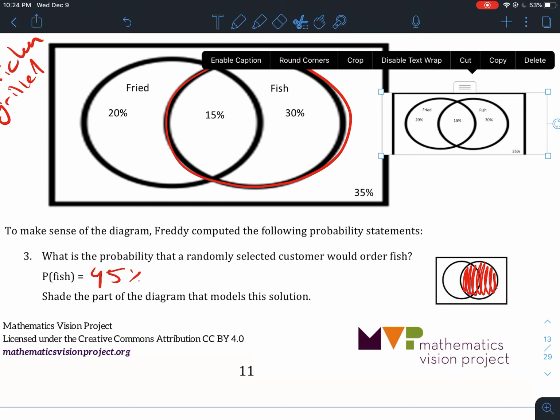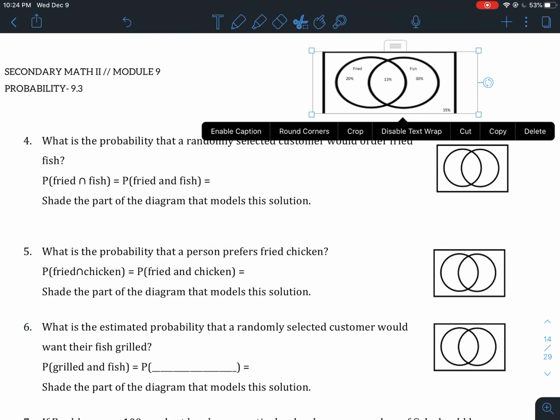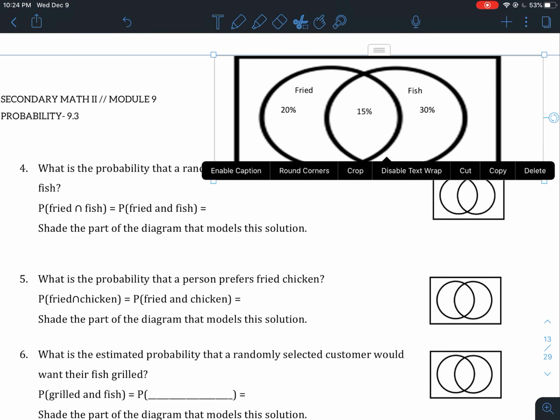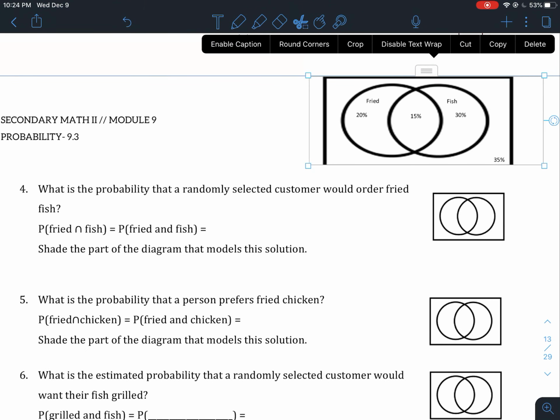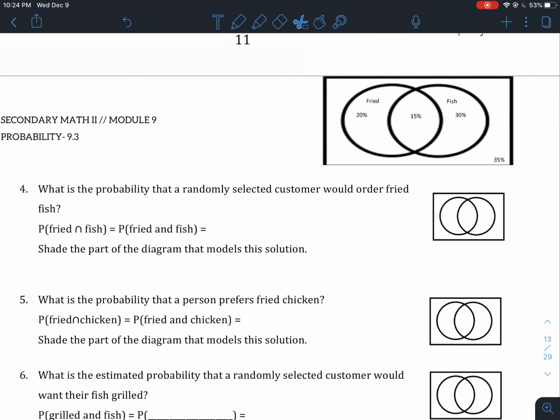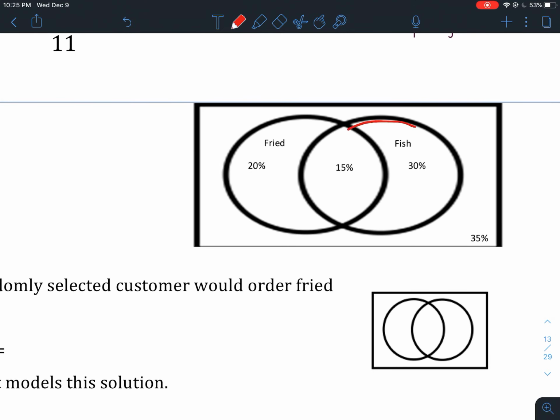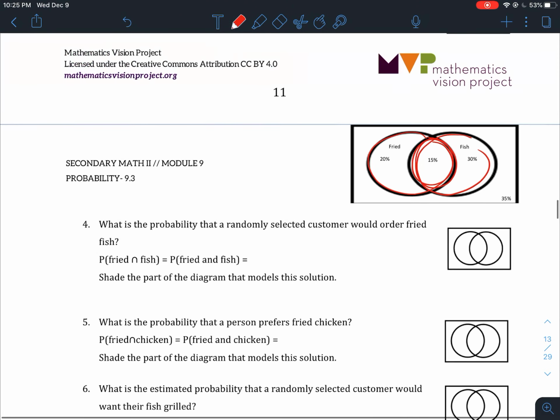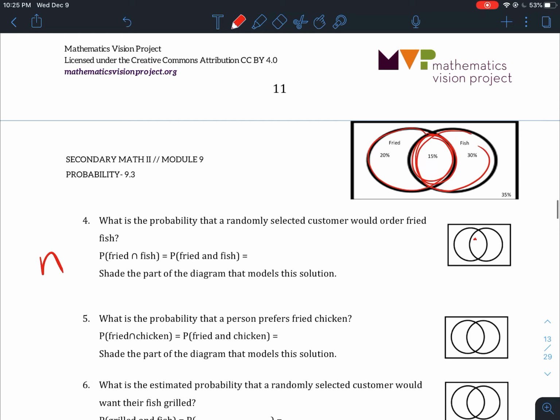I am going to drag this diagram down so it's a little easier for us to do these problems. The next question says, what is the probability that a randomly selected customer would order fried fish? This circle is fish, this circle is fried, so it's going to be the part where they overlap. That's this symbol, which represents intersection, where these two overlap. So fried and fish would be that middle part of the diagram, and that's going to be 15%.